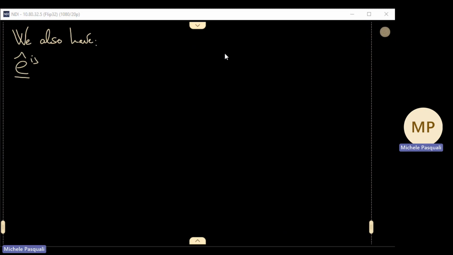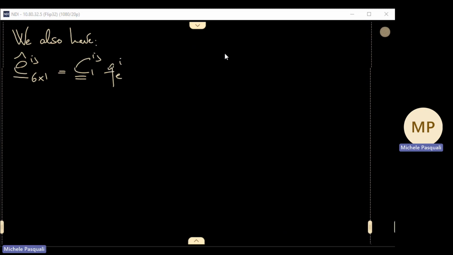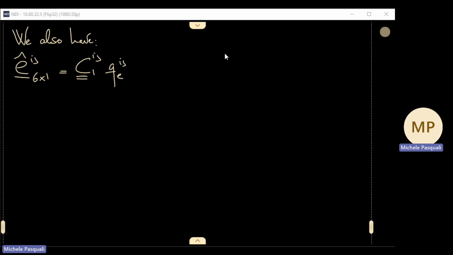This E ij is a 6 times 1 vector, because it is the vector of the nodal quantities associated to the element and referred to the intermediate element frame. So it's 6: we have 2 nodes, each one having 3 coordinates. And this is equal to C1 ij applied over QE ij, where QE ij is the vector of the nodal quantities expressed with respect to the body frame.